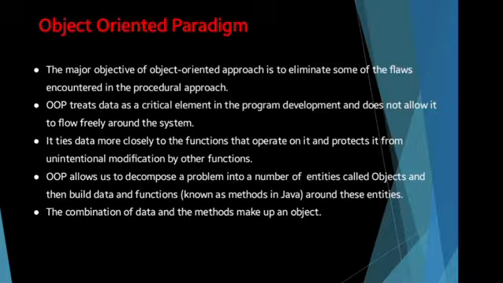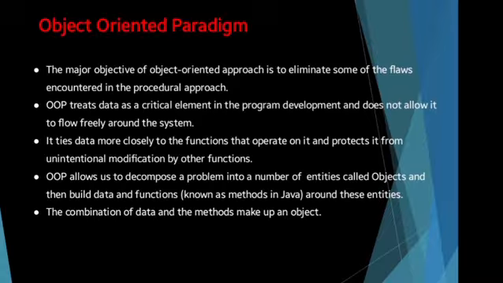The next one is data protection in OOP. One of the most important features of OOP is data protection. In procedural programming, data can flow freely throughout the program, allowing different functions to modify it. In OOP, data is treated as a critical resource. Data is kept inside an object and cannot be accessed directly by other parts of the program. Instead, data is accessed only through the object methods. This concept is called encapsulation.